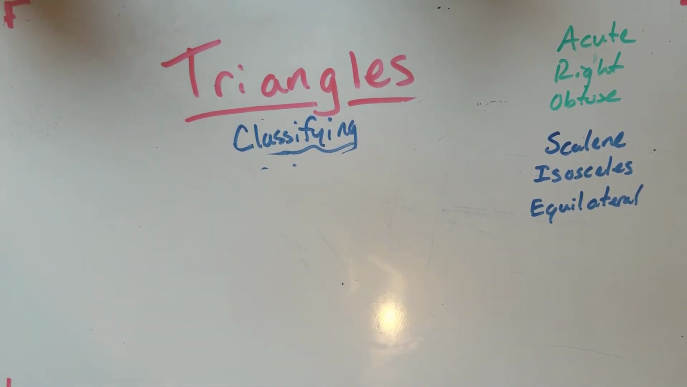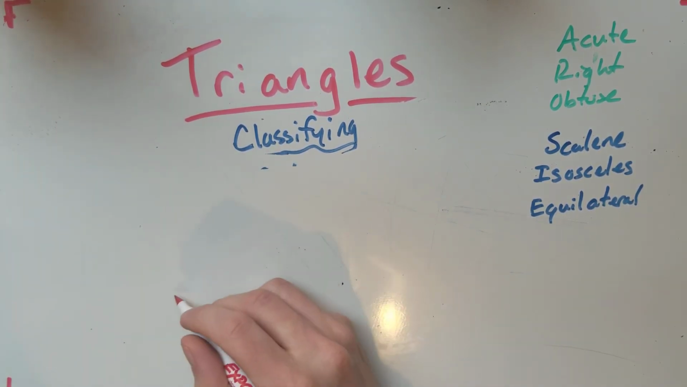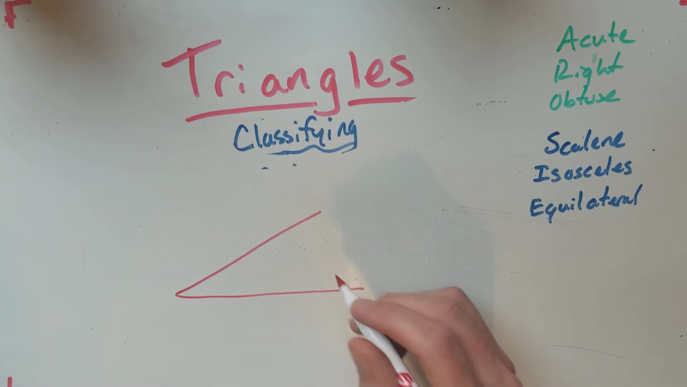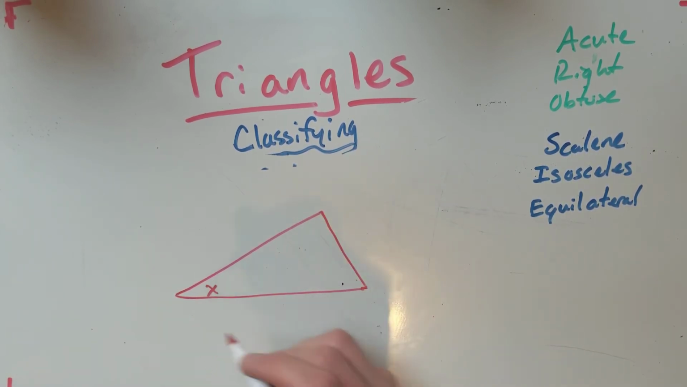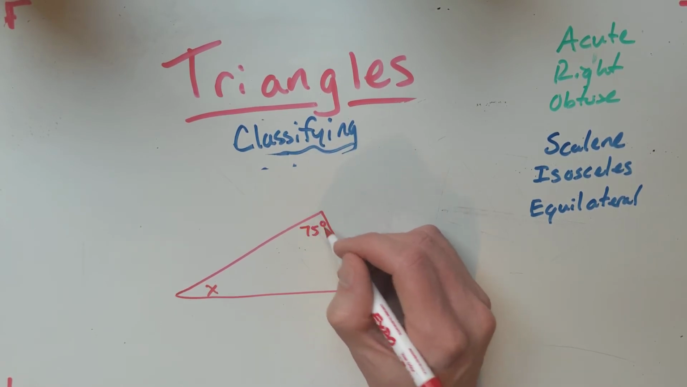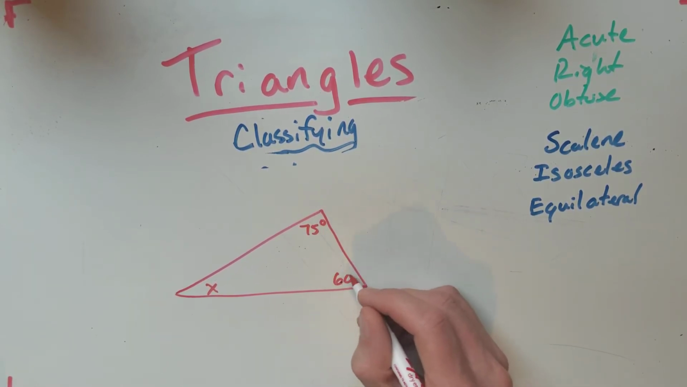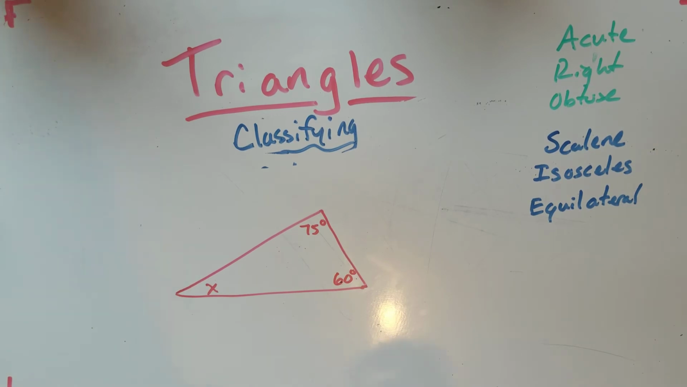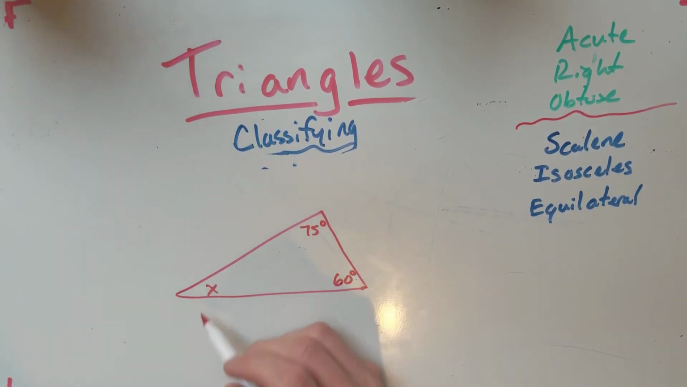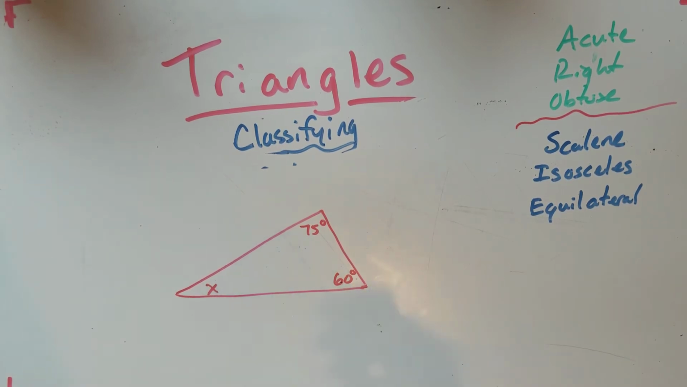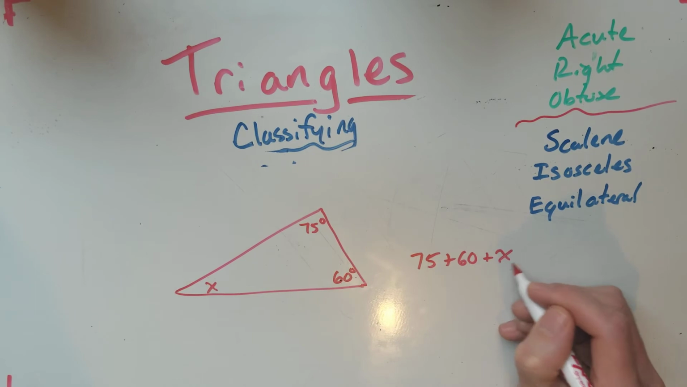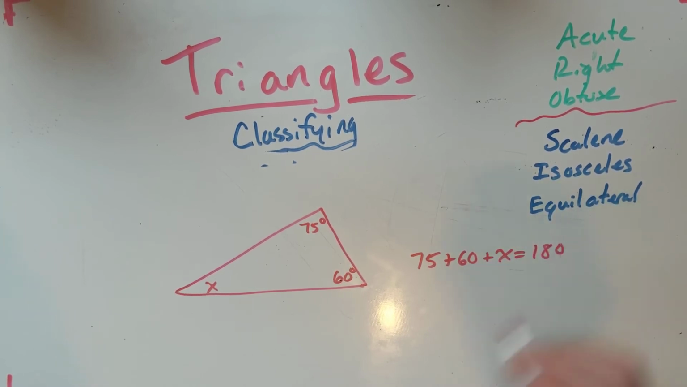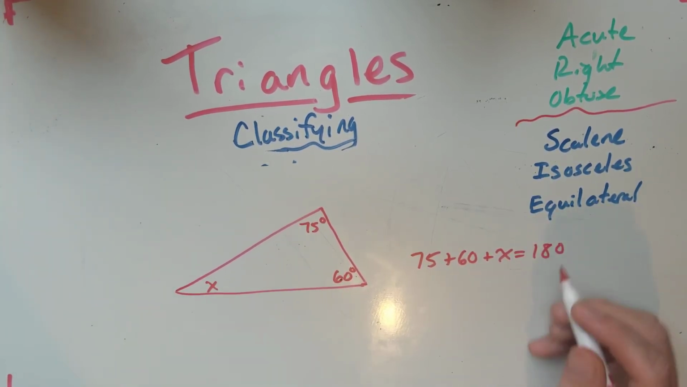So let's look at our first example of now using these classifications, combined with what we did yesterday a little bit. So our first example, we have a triangle. Looks like this. We have X down here, we have 75 degrees up here, and 60 degrees over here. And we're going to use one of each one of these. So first, let's figure out what that angle X is down here. From what we did yesterday, 75 plus 60 plus x should equal 180. Triangles add up to 180.